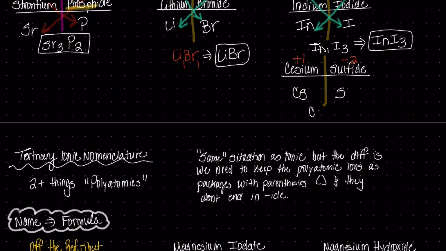So now we got Cs2S1. Nothing to reduce here, so we leave it alone. Now, if you have something like 4 and 2, then we get into the whole idea of reduction. So then we would just simplify that down to 2 and 1 if it was 4 and 2. Use that common denominator.